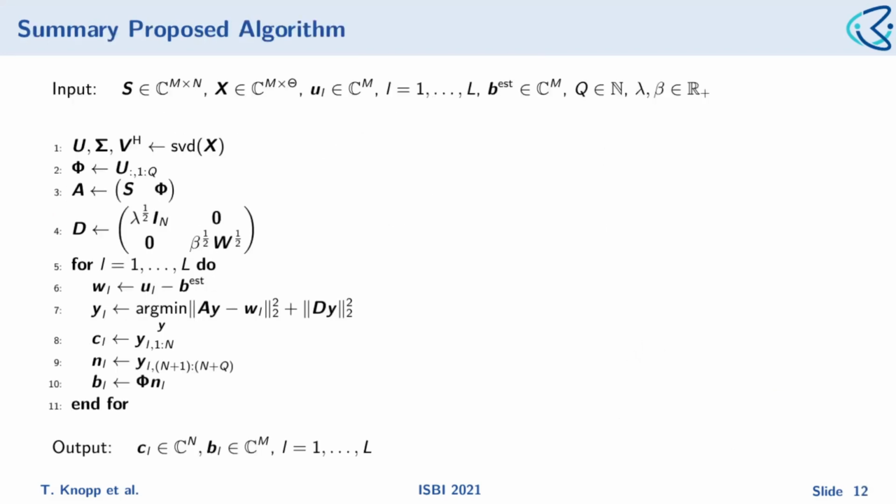On this slide, we summarize the proposed background estimation method for a series of L measurements. In lines 1 to 4, the matrices are set up. Then the optimization problem is solved for each frame individually in line 7, after subtracting the initial background in line 6. In lines 8 until 10, the solution vector is split into the components associated with the particle concentration and the background signal.